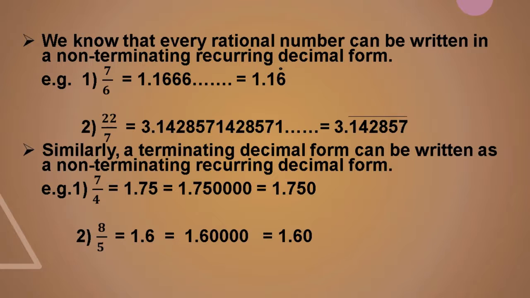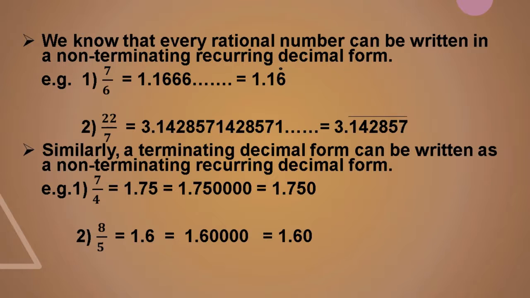Similarly, a terminating decimal form can be written as a non-terminating recurring decimal form. For example, 7 by 4. When we divide 7 by 4, we get 1.75, which is equal to 1.75000, which is equal to 1.750 with a dot on the 0.